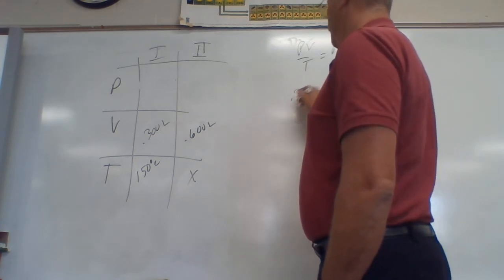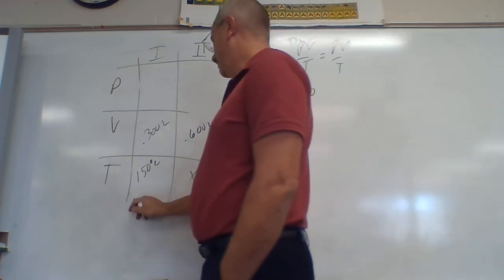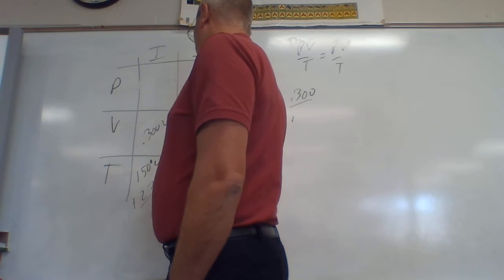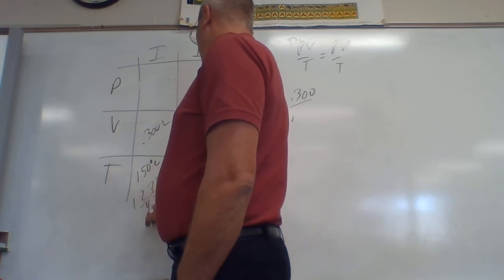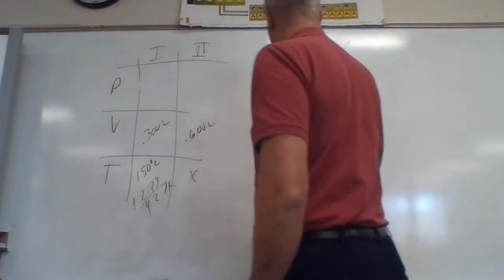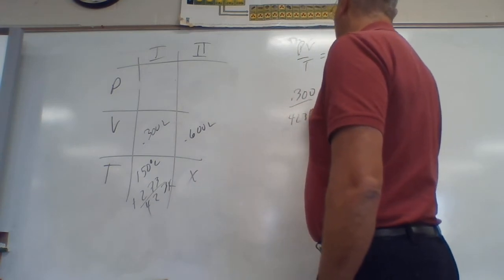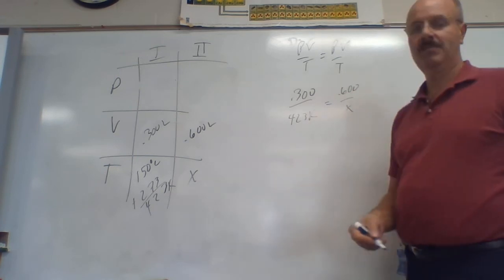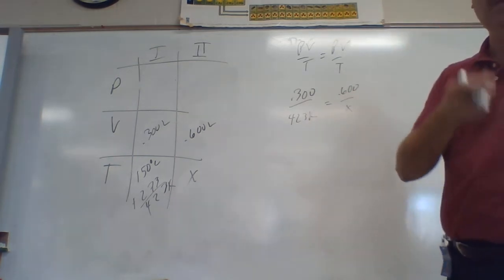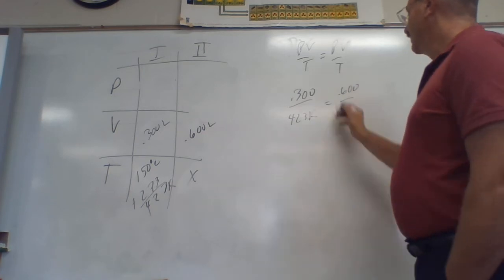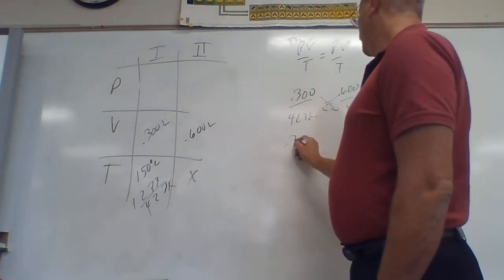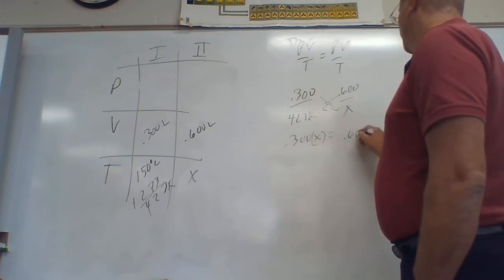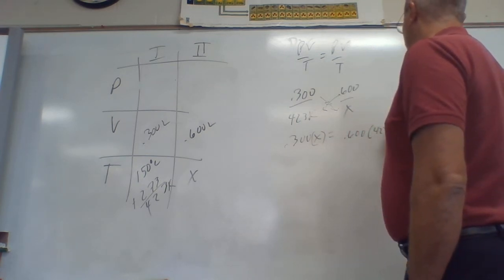So 0.300 divided by, whoops, we got to fix this temperature. It's got to be 273 added, so that's 423 Kelvin. So 423 Kelvin equals 0.600 over X. Now know that when we do this, we're actually finding out the temperature in Kelvin, not in degrees Celsius. So cross multiply. So 0.300 times X equals 0.600 times 423.